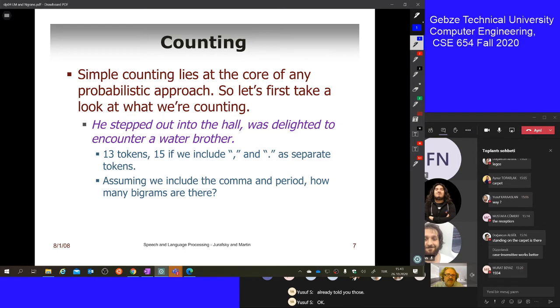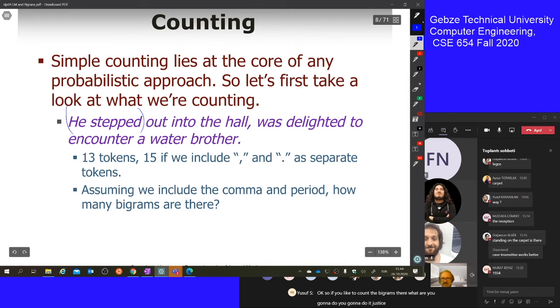So the problem that I mentioned before, trying to find the statistics of whole sentences, is difficult. This is a very nice sentence, I think taken from a story or a novel: "He stepped out into the hall, was delighted to encounter a water brother." This one has 13 tokens, and if you count comma and period as tokens, it is 15. If you like to count the bigrams there, what are you going to do? You're going to do just this: this is 1, and then "stepped out" 2, and "out into".